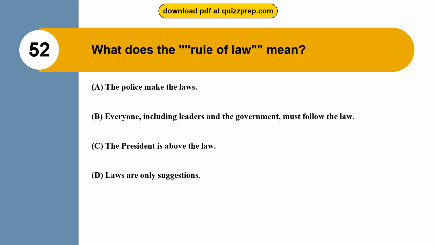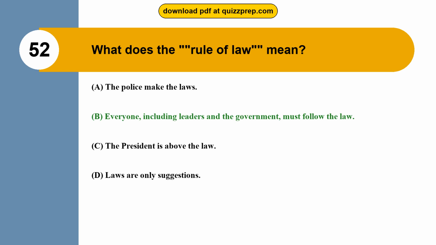Question 52. What does the rule of law mean? Option A. The police make the laws. Option B. Everyone, including leaders and the government, must follow the law. Option C. The president is above the law. Option D. Laws are only suggestions.